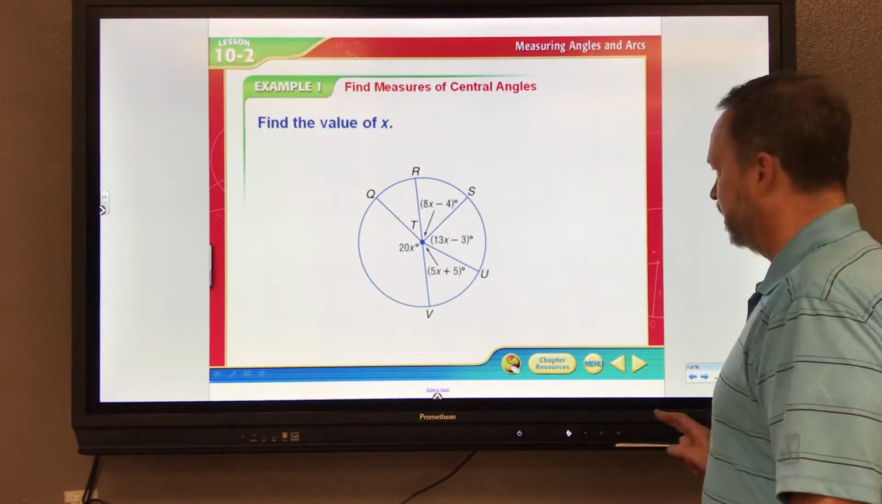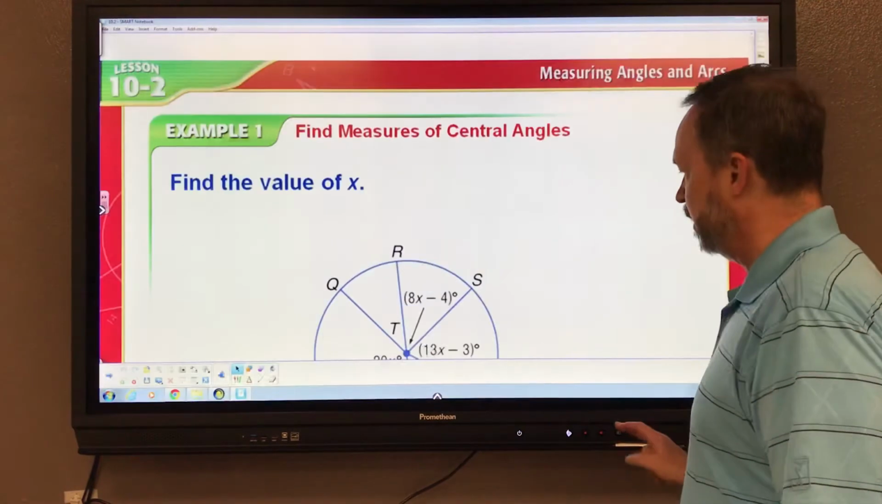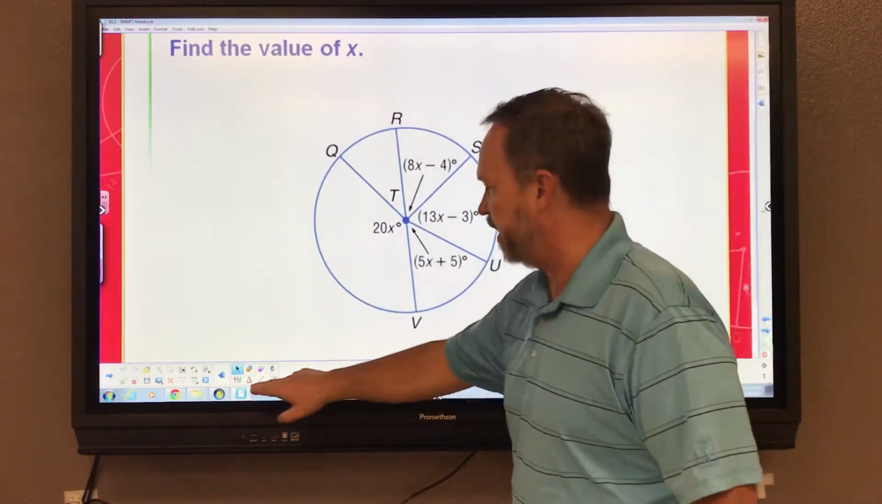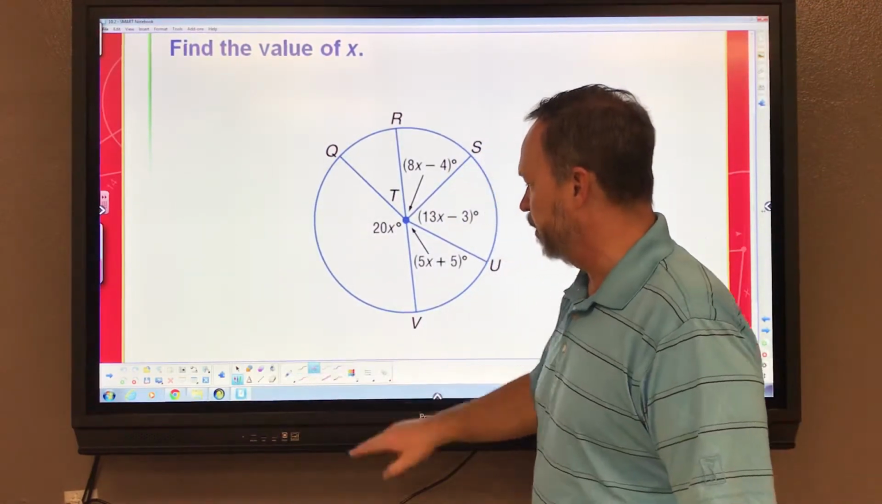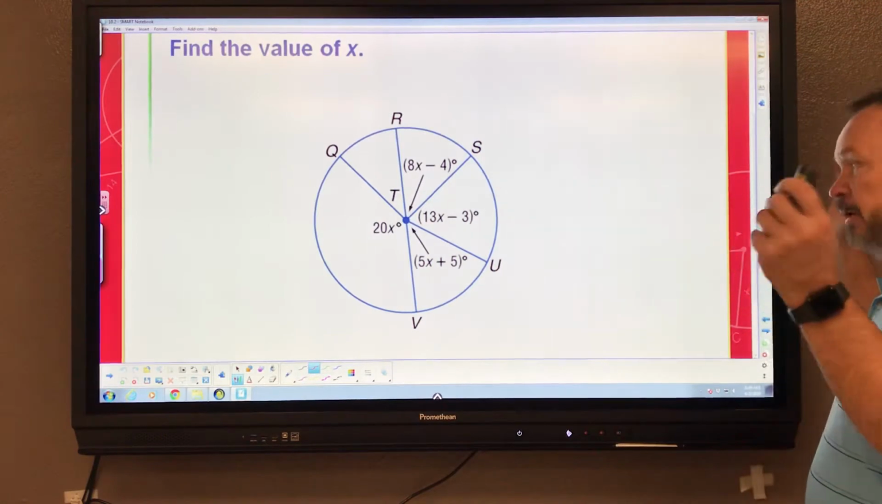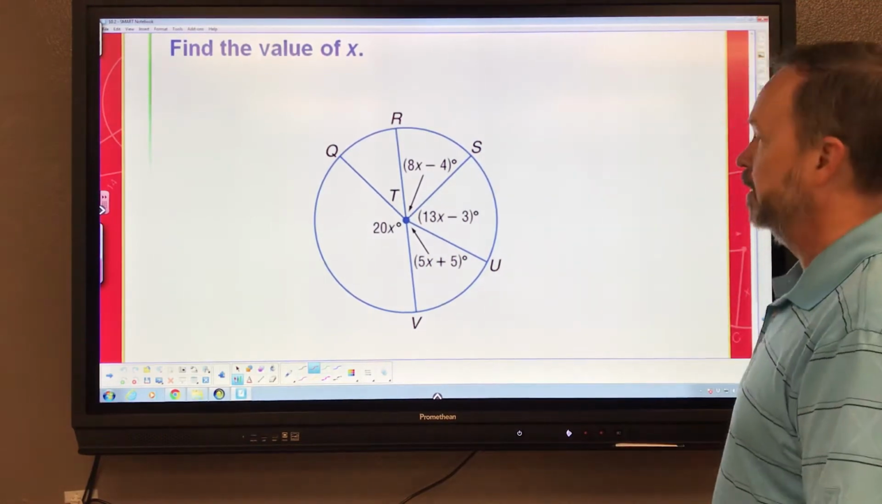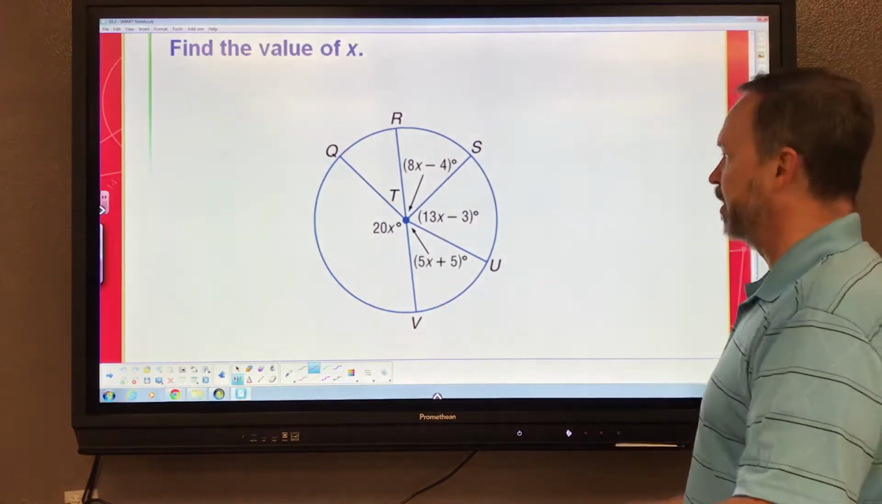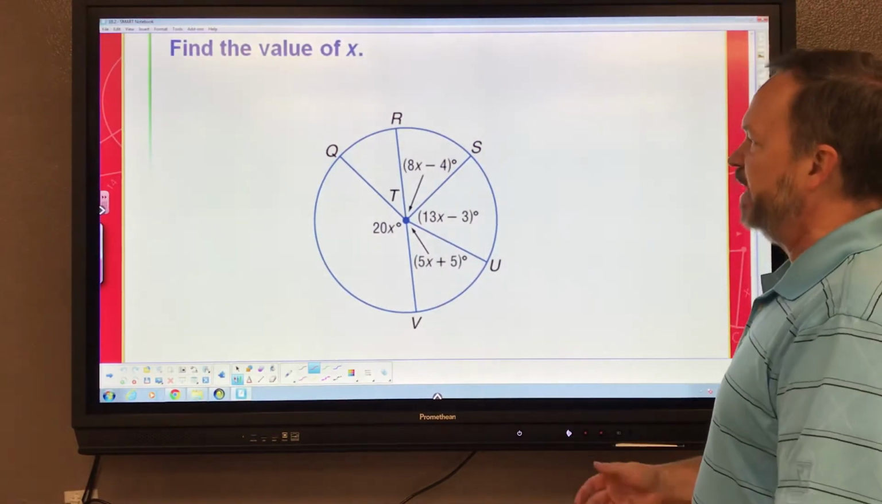So let's look at this nice little pretty problem right here, and let's talk about it. It says find the value of x. And when you look at this problem, for most of you, you look at that and you're like, oh, I don't know, I couldn't find out. You can't unless you know what you're doing and take your time, think about it a little bit. But it says find the value of x.